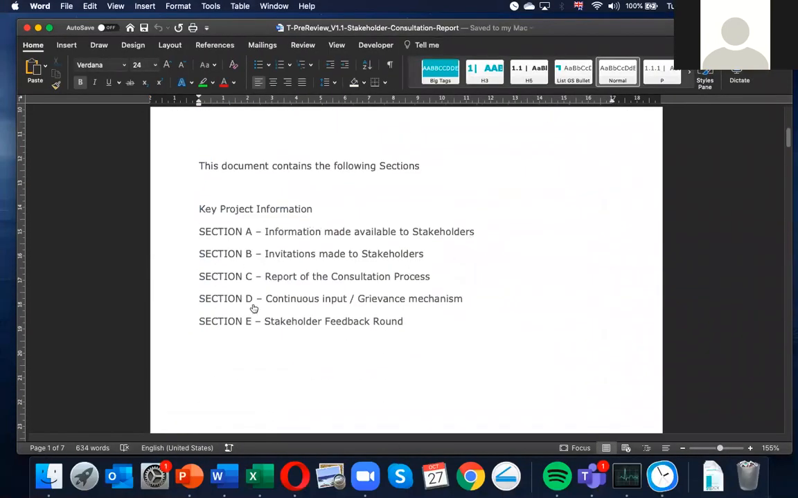So if we look at this summary here, these sections are in the order that you would collate information to prepare for a Gold Standard stakeholder consultation. First things first, you need to work out what information you're going to make available to stakeholders. Then you make your invitations to the stakeholders with the information that you've already decided should be presented to them. Then after you've invited them, you carry out the consultation and you report on it.